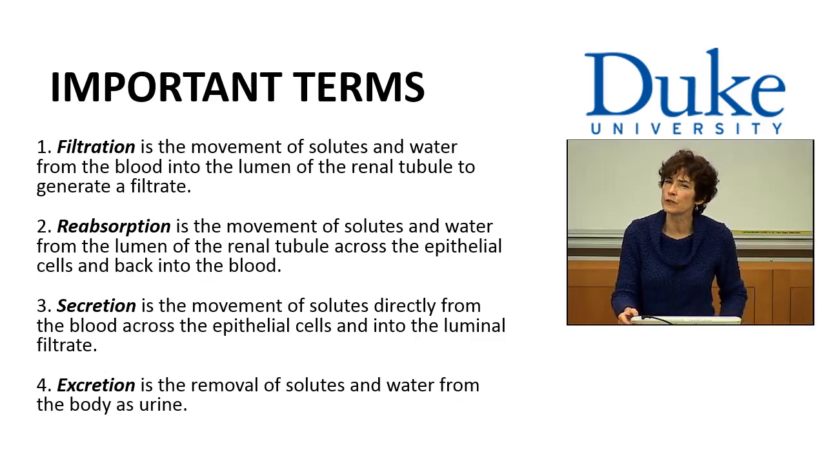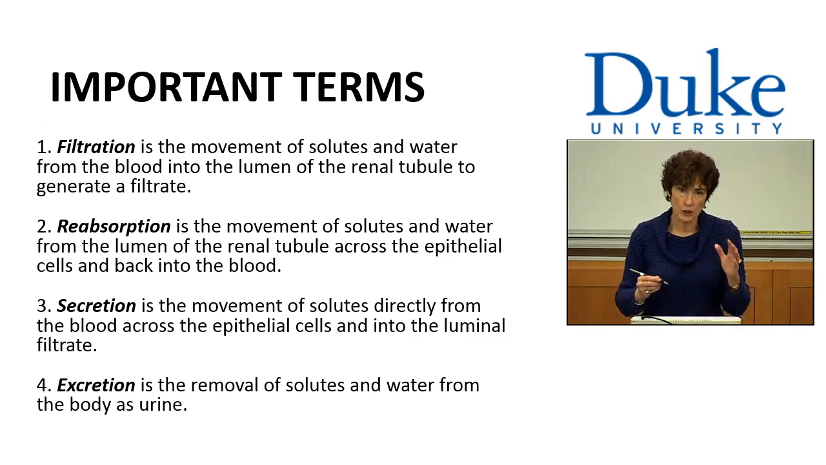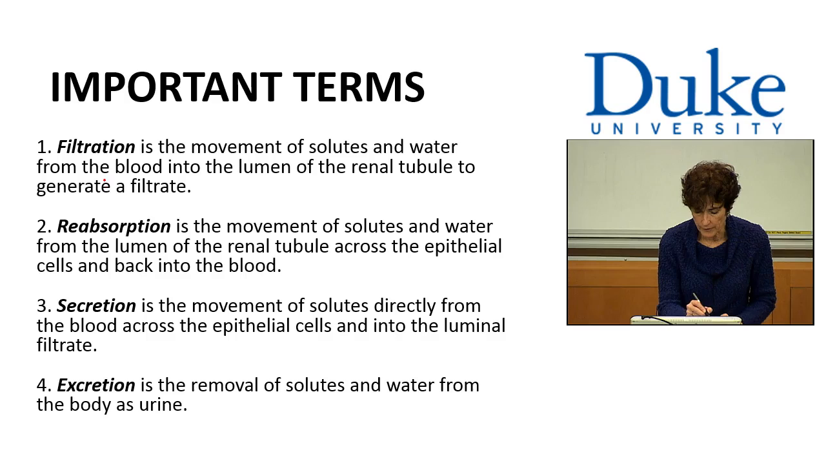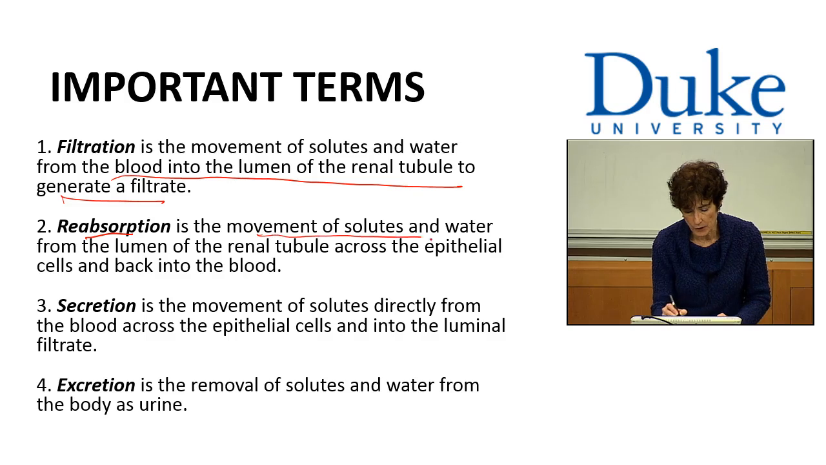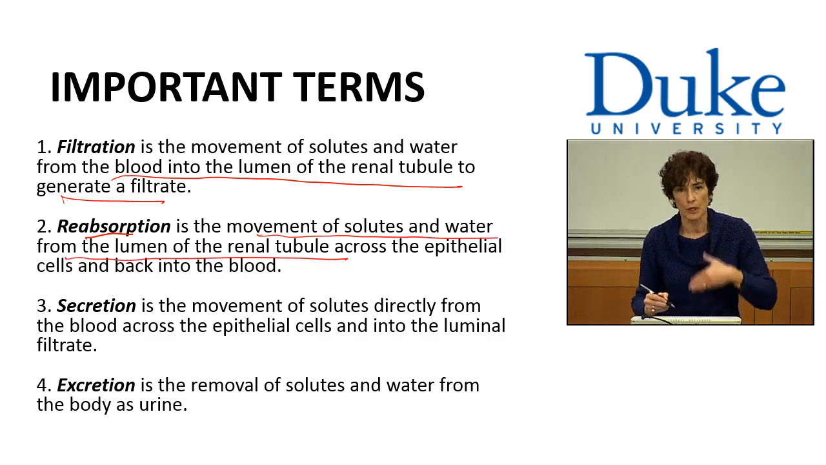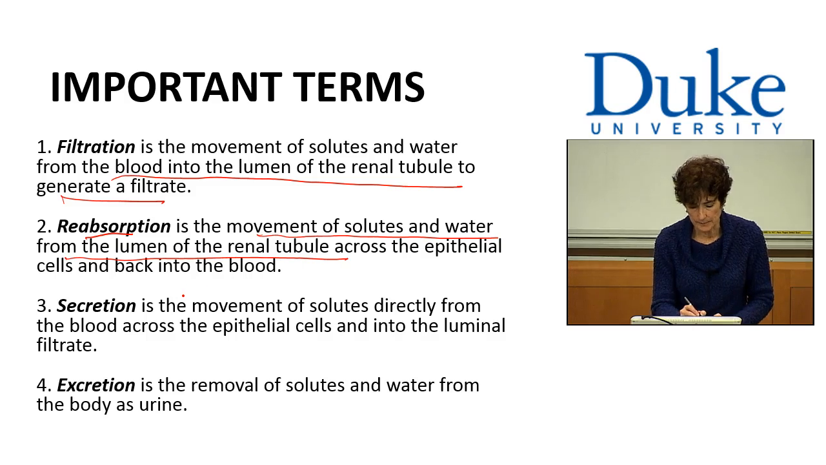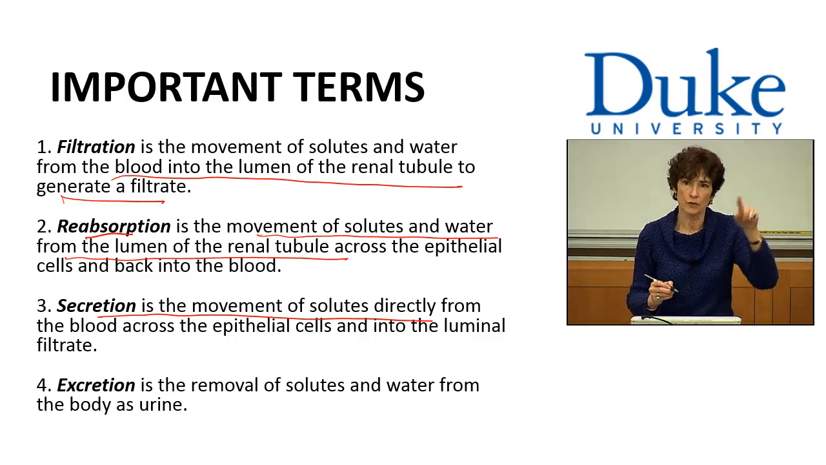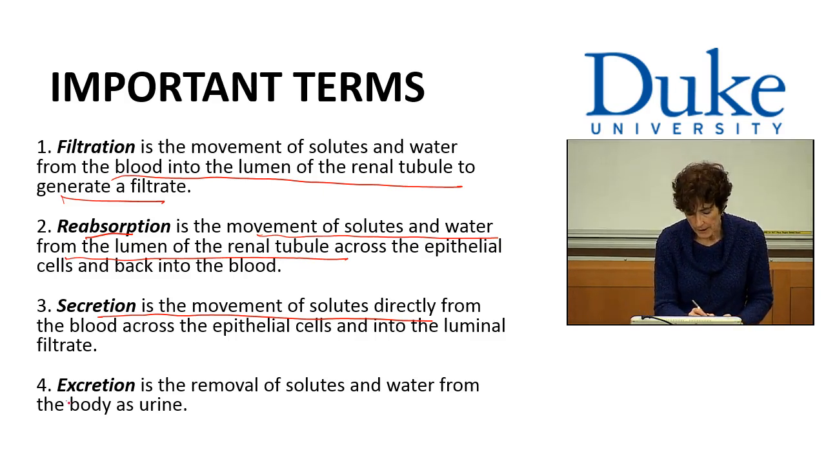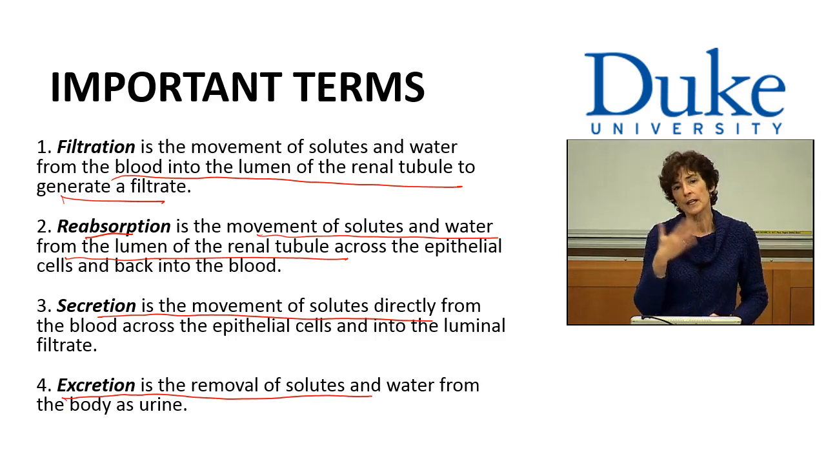All right, so the important terms for you to remember: first, filtration is the movement of the solute in the water from the blood into the lumen of the renal tubule, and this is how we generate our filtrate. Secondly, reabsorption is the movement of the solute and the water from the lumen of the renal tubule across the epithelium and across the interstitium and back into the blood. And third, secretion is the movement of solutes from the blood directly into the renal filtrate, bypassing the filtration point. And fourth, excretion then is the removal of the solutes and the water from the body as urine.